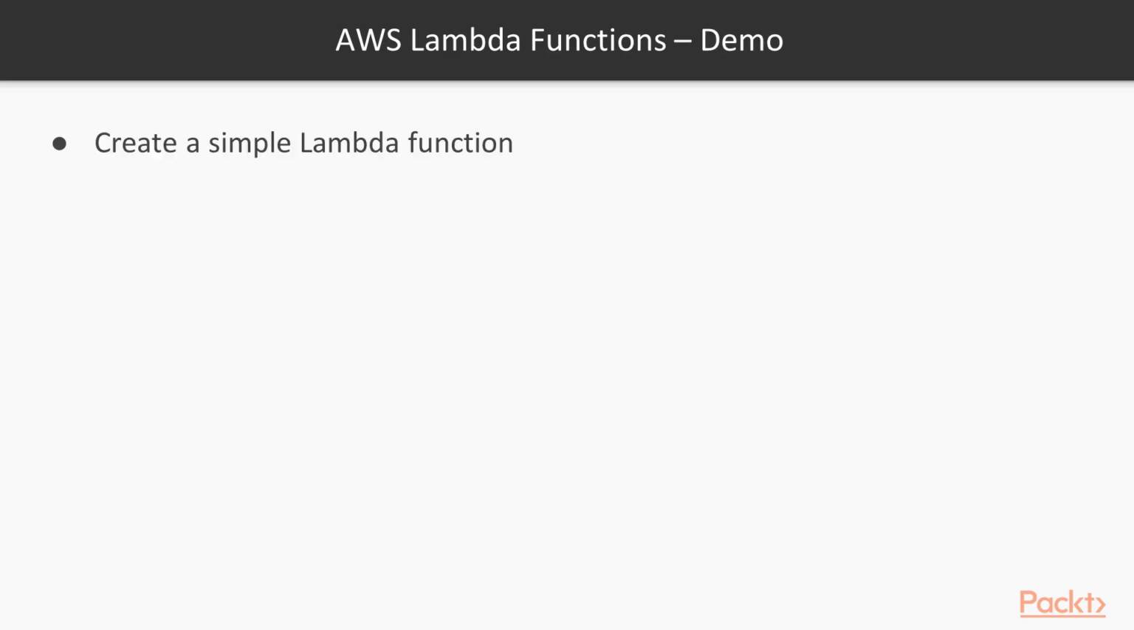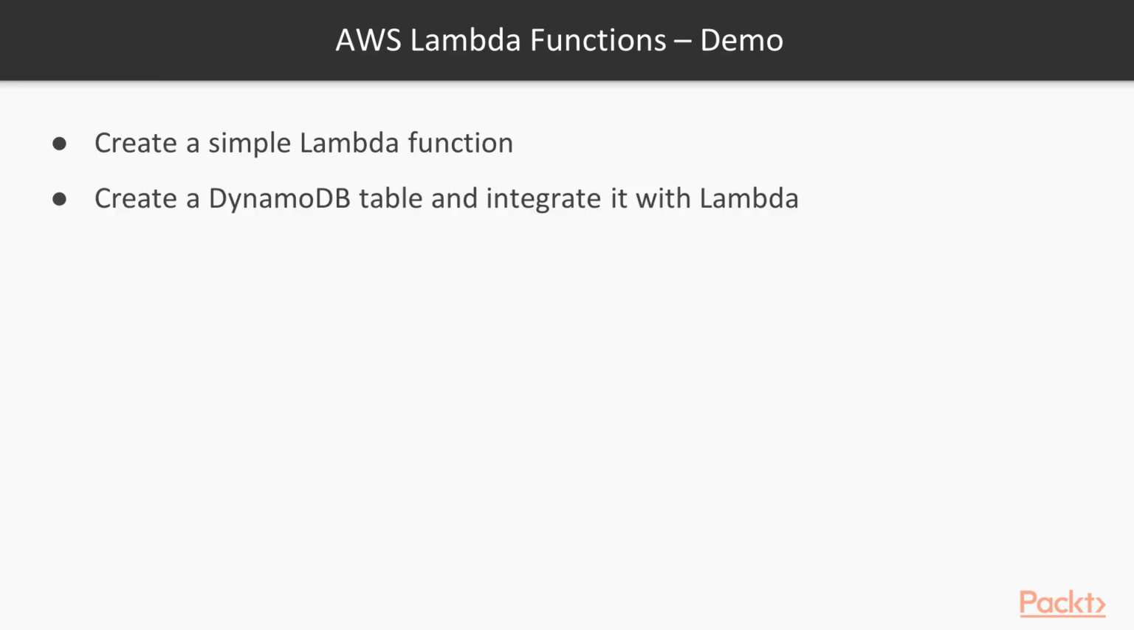Now in our demo, we're going to create a simple Lambda function. We're going to see how it works. And then we'll also go a little bit further. We're going to see how the Lambda function can be used to work with a DynamoDB table. So let's go on to the AWS console. Let's see how to work with the Lambda service.